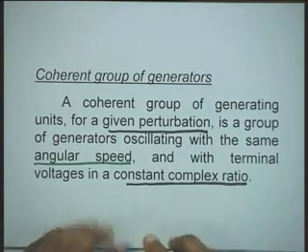What we really do is that you have a group of machines which are coherent, and they are connected to their own individual buses. Now what we have to do is reduce the number of buses and retain only one bus, so that all the machines which are coherent are connected to one bus. This is the main thrust of network reduction.